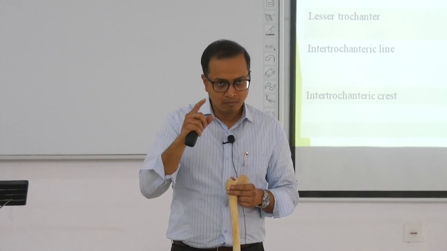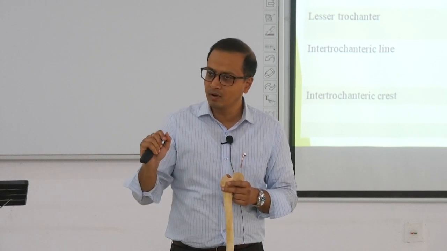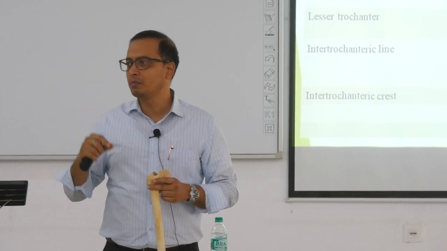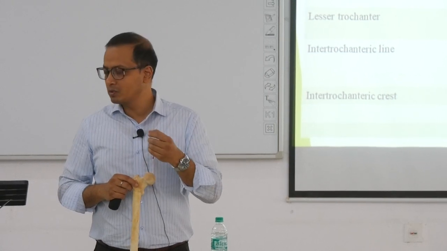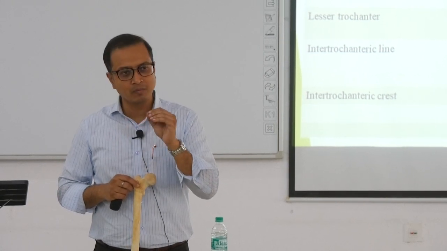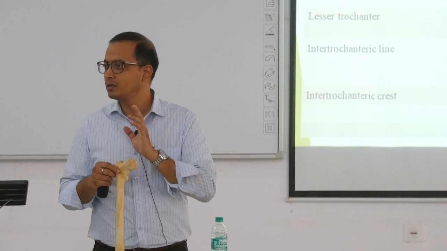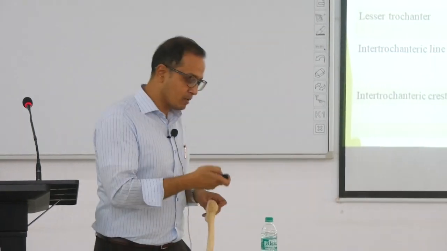Gluteus minimus and medius are attached on the greater trochanter. Easy for now? These two. Then there are other muscles, which we call the gemelli, or gems, along with the piriformis and the obturator internus, which are also attached to it. Alright? This is one thing you have to remember.